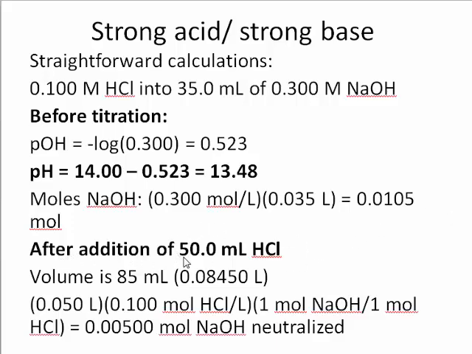Alright, assume 50 milliliters of the hydrochloric acid is added. In this case we have a volume of 85 milliliters. Simply sum 35 milliliters and 50 milliliters. 50 milliliters has been added to the analyte, so 0.05 liters times 0.1 molar. Convert to moles of sodium hydroxide formally shows that 0.005 moles of sodium hydroxide are neutralized by addition of the HCl. HCl and NaOH react in a 1-to-1 ratio.